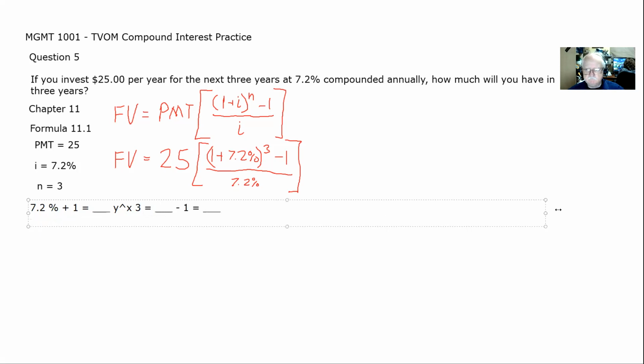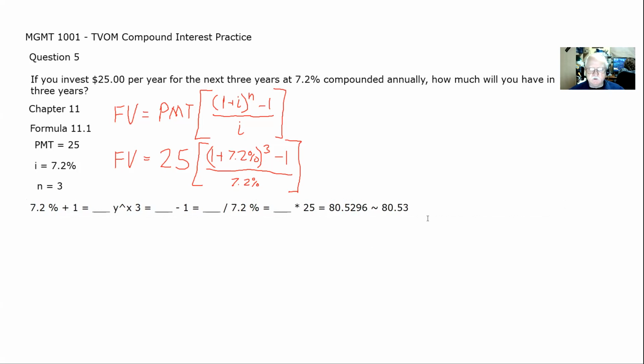Stretch this out a bit. And now we've got to go divided by 7.2%. And see what that is. And so that's everything in our bracket. And we can now go times 25 and see what that is. And I get 80.5296. But of course, we want this to 2 decimals. So it's going to be 80.53.